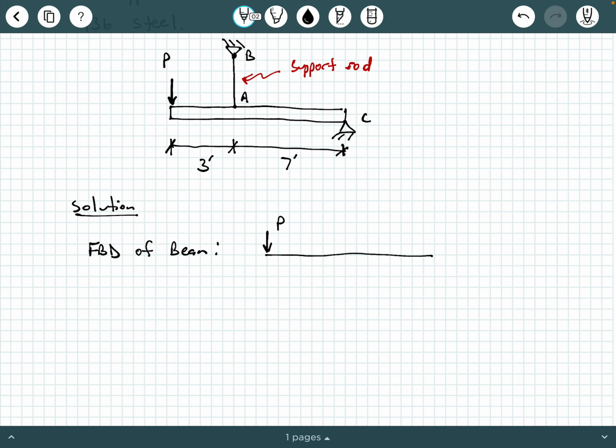So, of course, we have the load P here, and then 3 feet away from the load P, we're going to have an axial vertical force that's developed in the rod. We can call this F sub AB. This is the force in the support rod, FAB. And then all the way to the right, at the hinge at C, we're going to have a CY and a CX, okay? And then, of course, that is 7 feet away from the support rod.